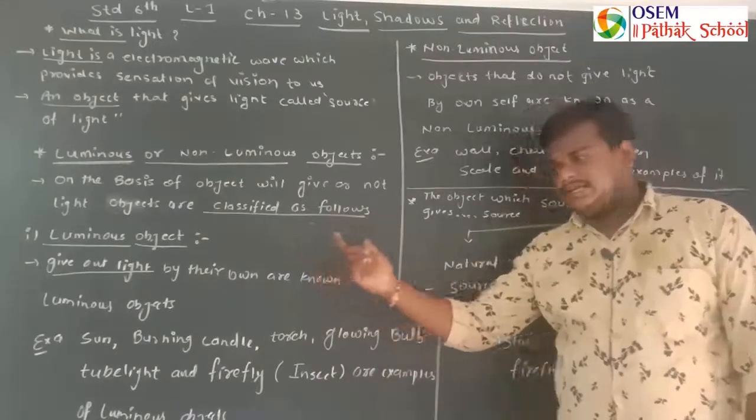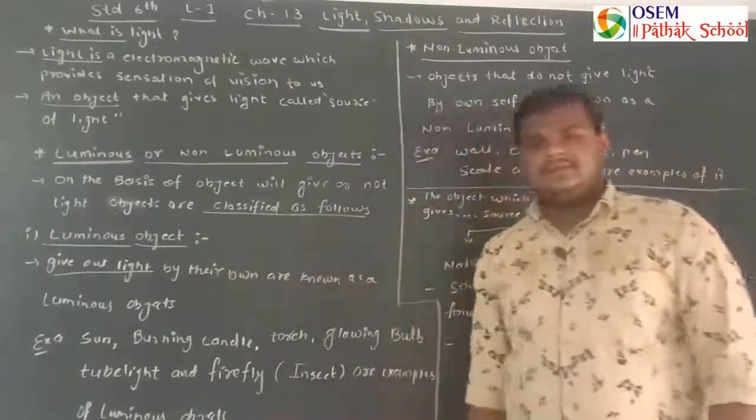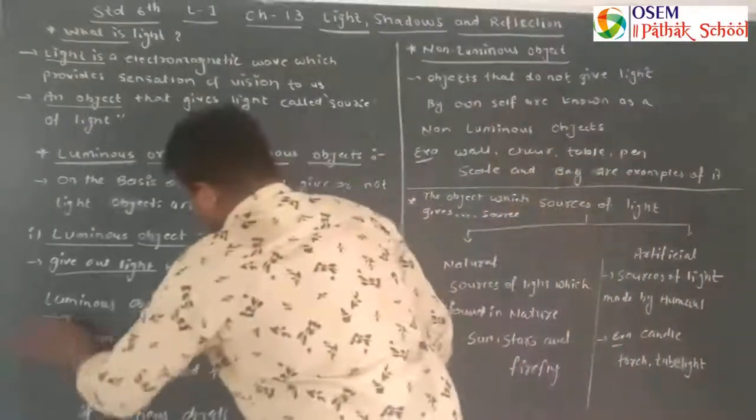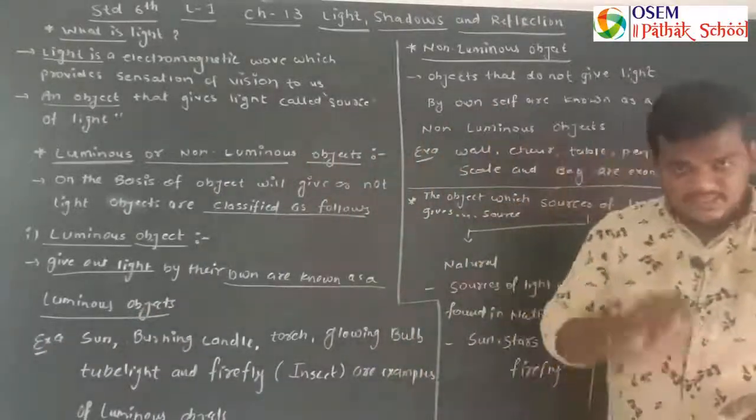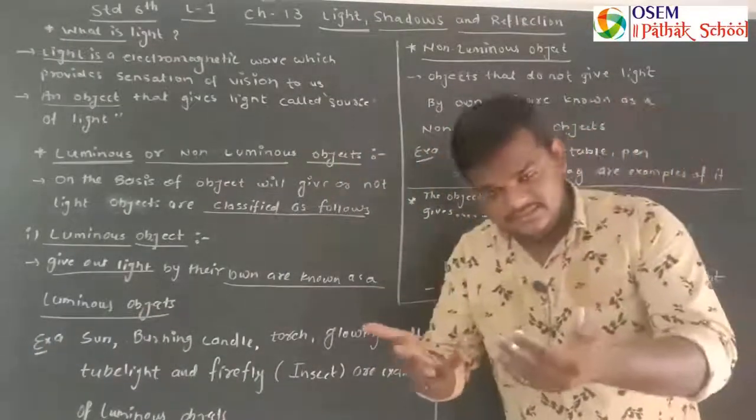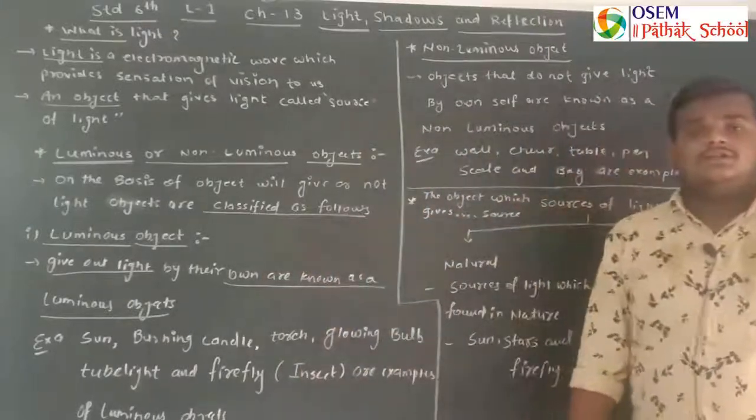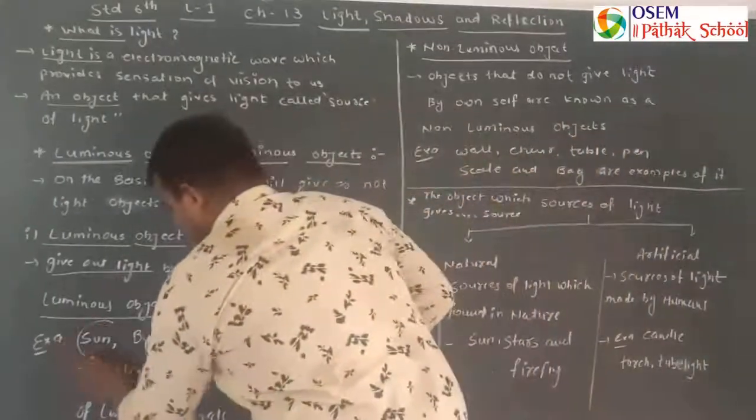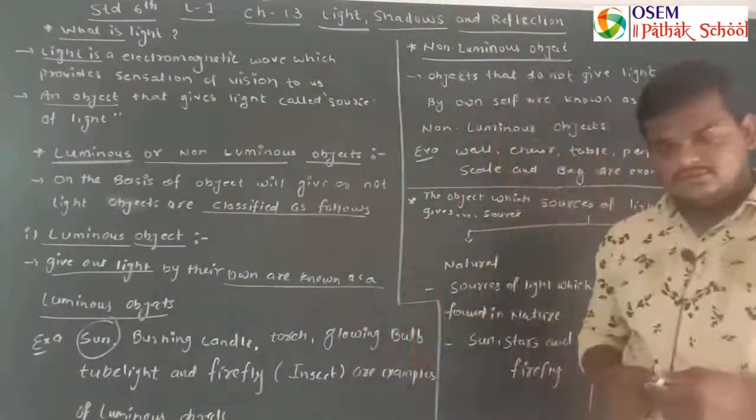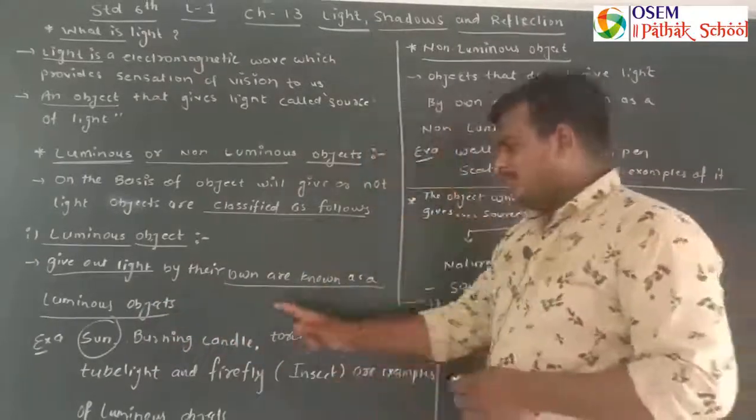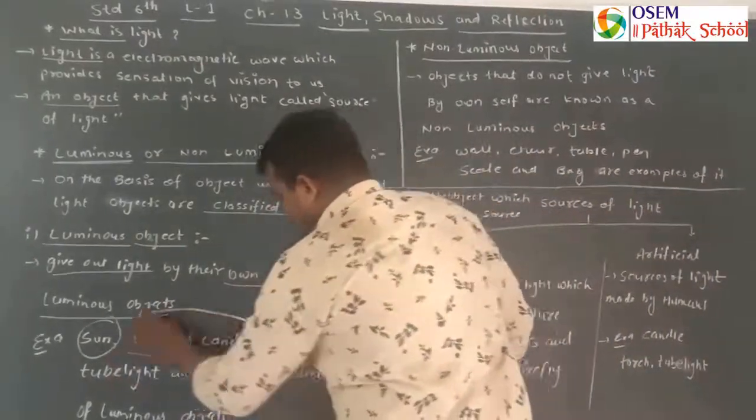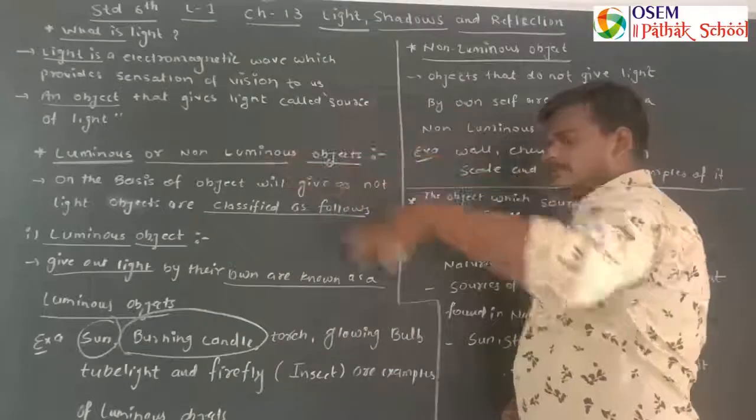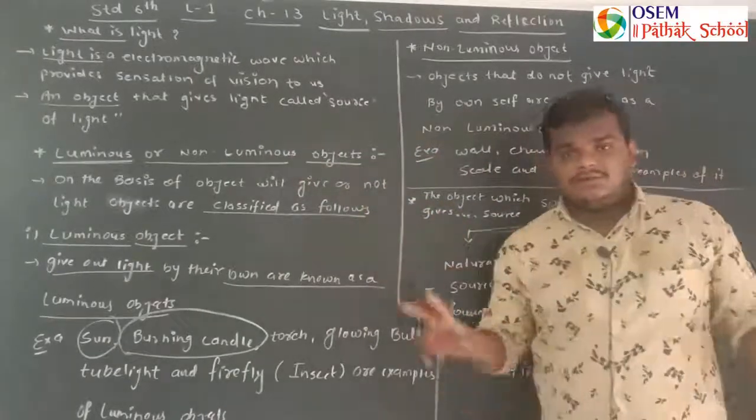Luminous types of objects are the objects which give out light by their own, known as luminous objects. So the objects which give the light are considered a luminous type of object. Examples are given: sun, it gives the light, so that's why it is a luminous object. Burning candle is another example of a luminous object. Torch, glowing bulb, tube light, and firefly.